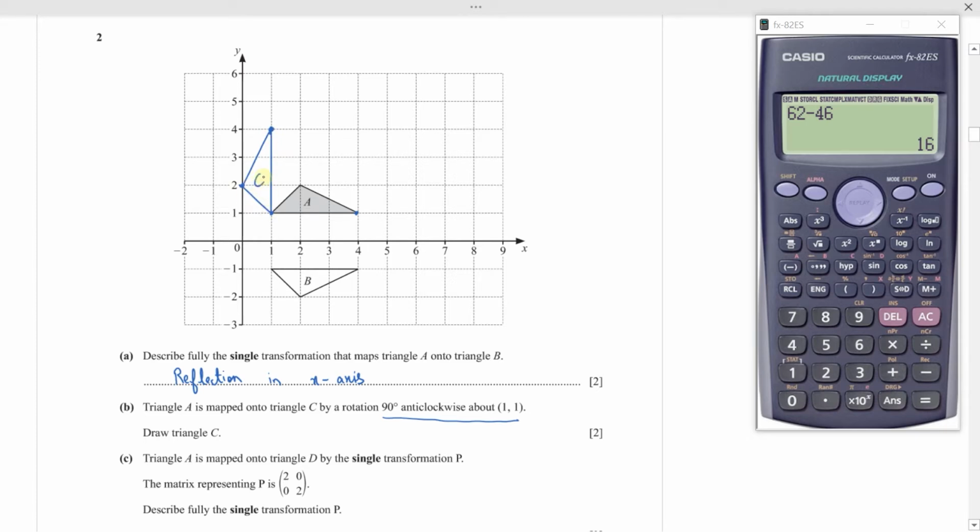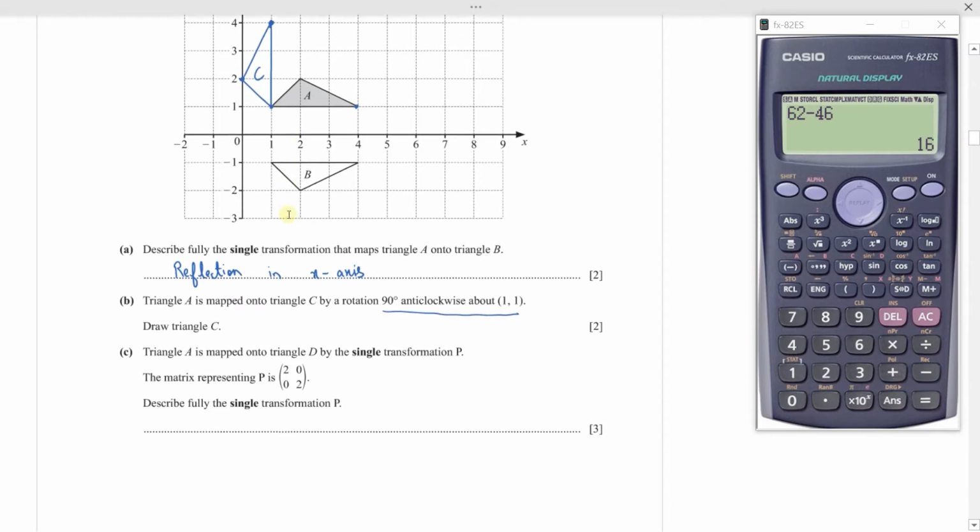So this is my triangle C, after triangle A is rotated 90 degrees anti-clockwise with center of rotation (1, 1). Part C: triangle A is mapped onto triangle D by the single transformation P. The matrix representing P is [[2, 0], [0, 2]]. Describe fully the single transformation P.